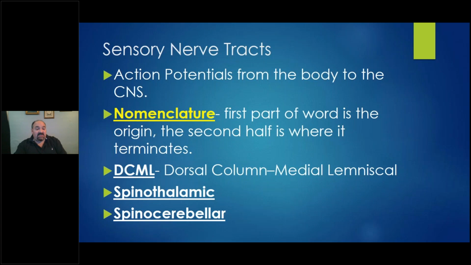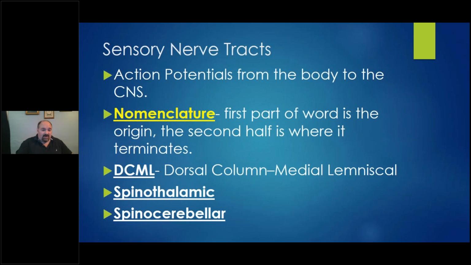So you'll see here sensory nerve tracts, okay? Know that this is important. I've highlighted the nomenclature here. Action potentials go from the body to the central nervous system. So it's sensory input, afferent, A-F-F-E-R-E-N-T, sensory input coming to the CNS, the brain and spinal cord. And so they are named, the nomenclature, how we call these. You see here, spinothalamic. The first part of the word is the origin. The second half is where it is terminating. So terminating in the thalamus, terminating in the cerebellum.